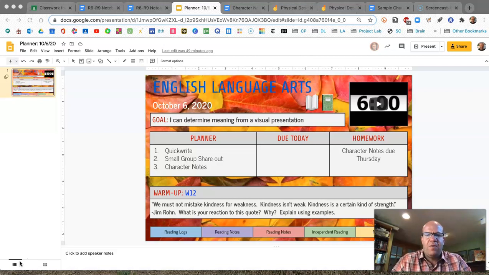So your next step, assuming that you have the Planner open on your screen, you'll see a timer in the upper right-hand corner. You are going to, on page W12 of your notebook, respond to the prompt. Let me read it to you. We must not mistake kindness for weakness. Kindness isn't weak. Kindness is a certain kind of strength.